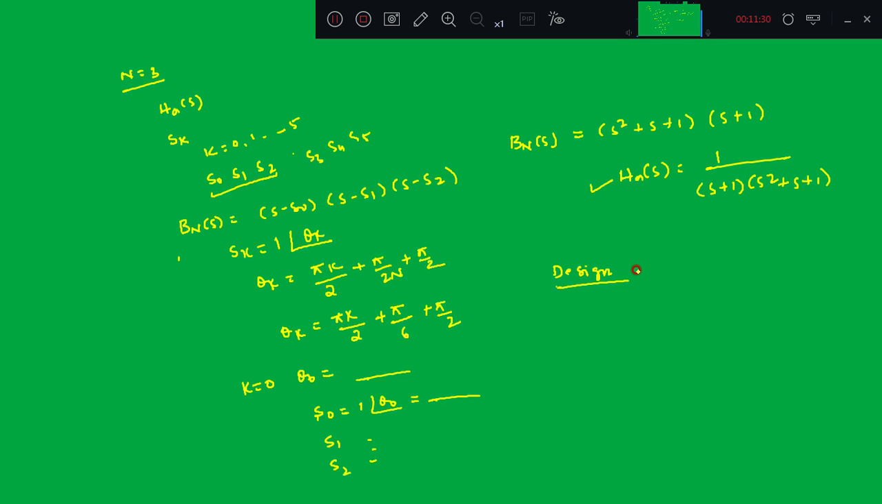So in the next video we will discuss some numerical examples based on this design of the Butterworth low pass filter. Thank you.